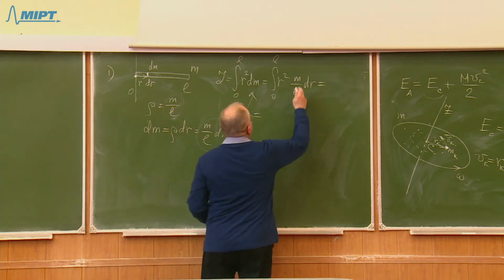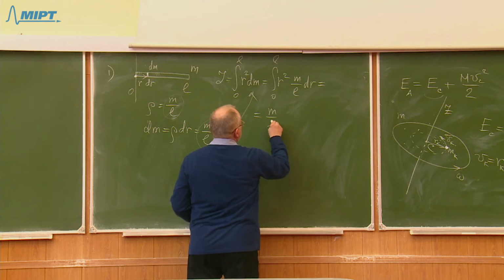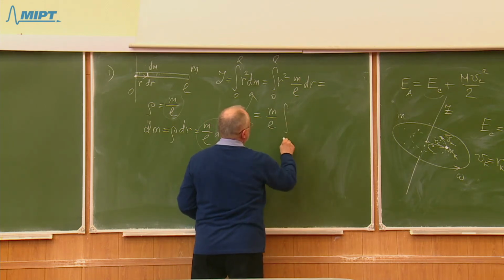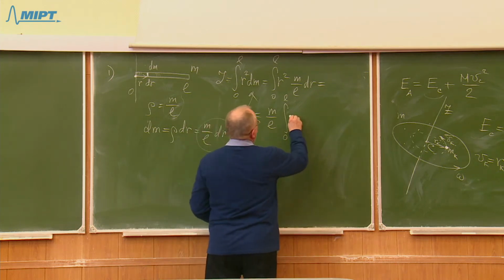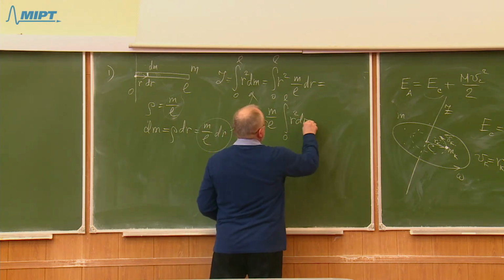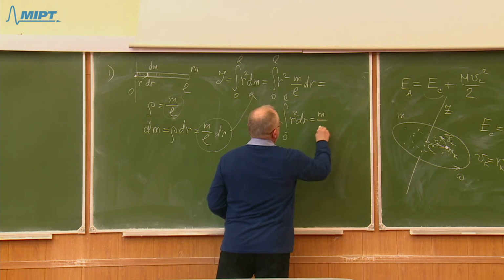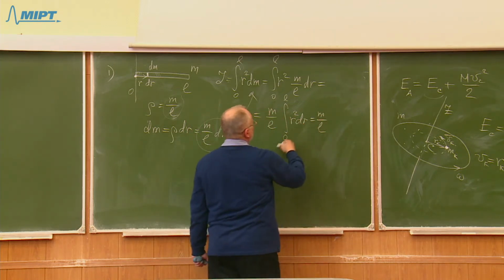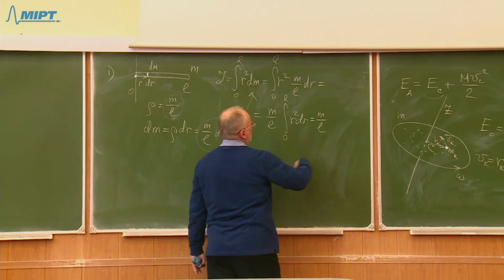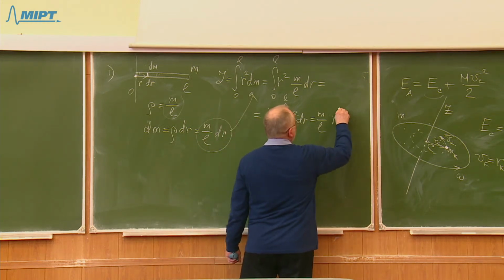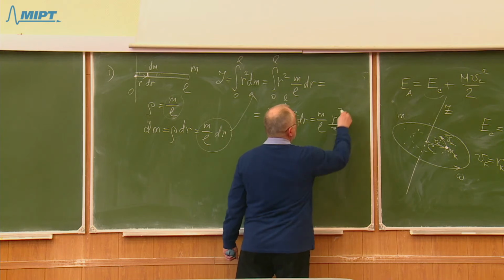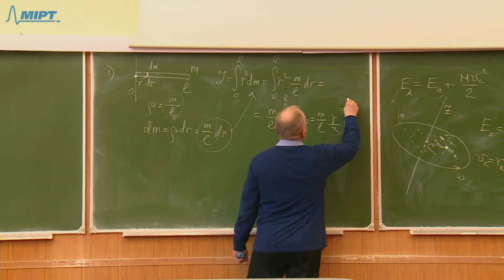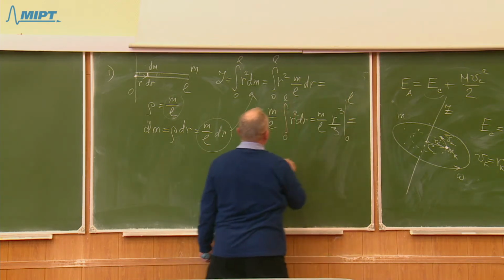M divided by L is a constant. It can be factored out before the integral, and the integral is from 0 to L of r squared dr. That will be m divided by L, which remains in its place unchanged. And what's the integral of r squared? That will be r cubed divided by 3. And we have to take it within the limits from 0 to L.